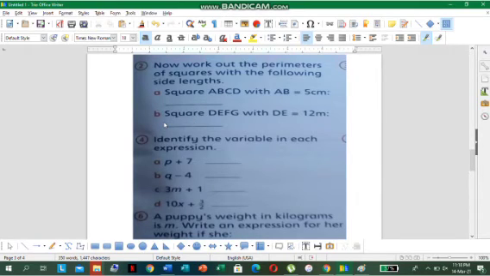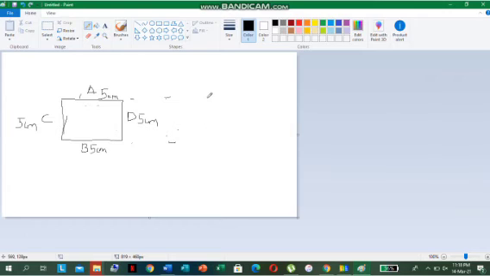So B, square DEFG with DE equal 12 centimeter. So we will do actually the same thing. Draw a square, label the sides as we did earlier. Let me just do this example quick, just to make you have a good understanding. I will call this side D, and this side E. I will put 12 here. This side is equal to 12, and this side is also equal to 12.